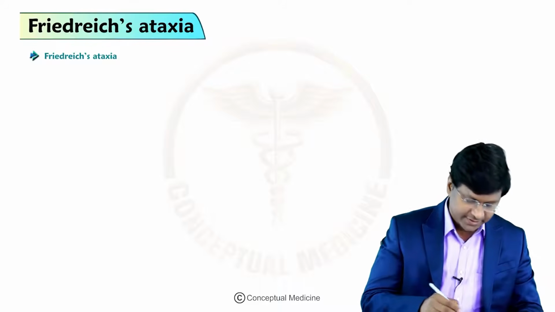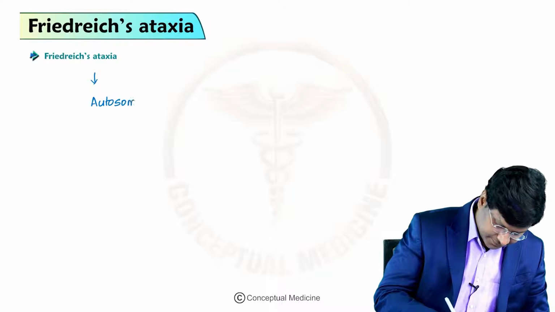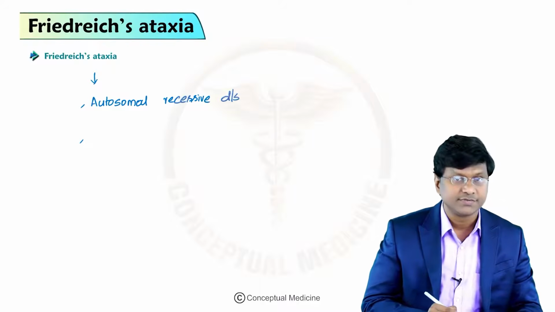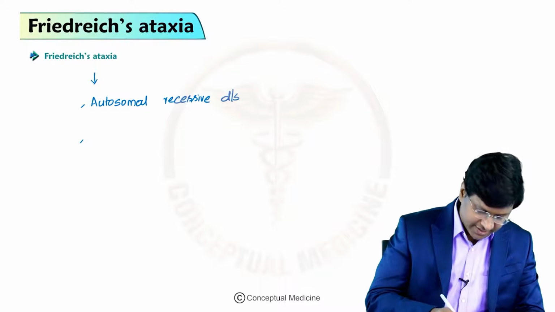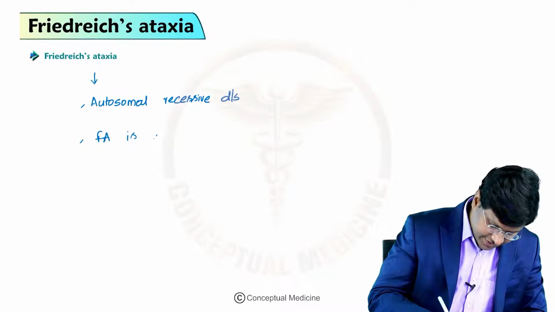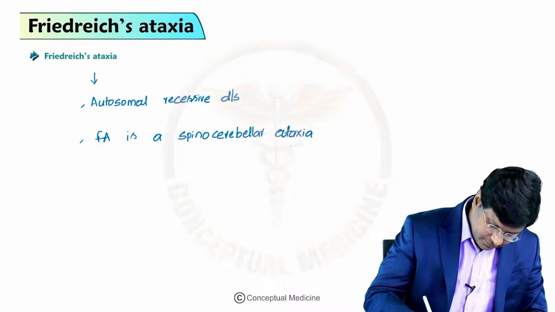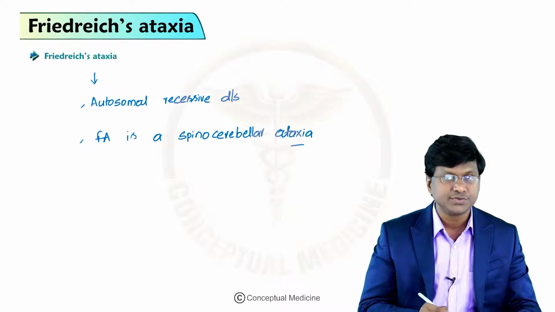So Friedreich's ataxia, let me tell you, it is an autosomal recessive disorder. And another name for this, Friedreich's ataxia, is a type of spinocerebellar ataxia. Now, this particular Friedreich's ataxia, as I have said, is due to gene mutation.